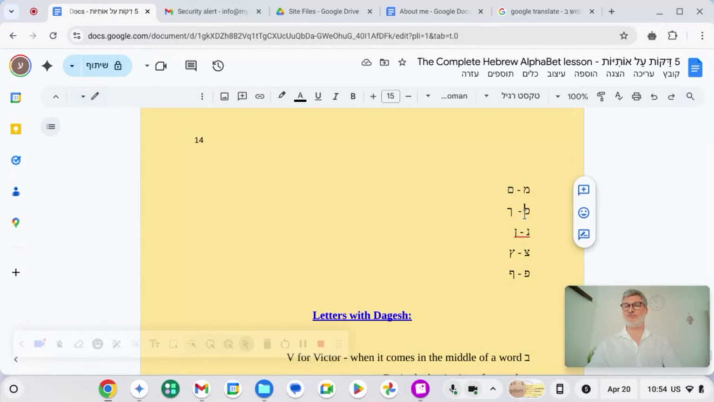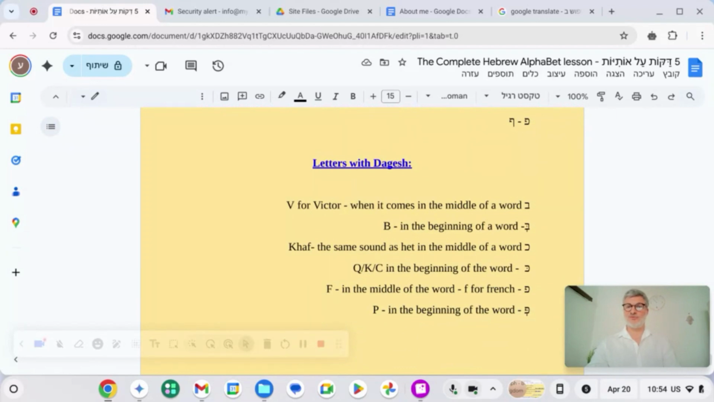The letter Kaf will look like this, and at the end, will look like that. Same goes for the letter Nun, and the letter Tzadik, and the letter Pei. All the rest of the letters in Hebrew will show up and will look exactly the same at the beginning of the word, in the middle of the word, or the end of the word.